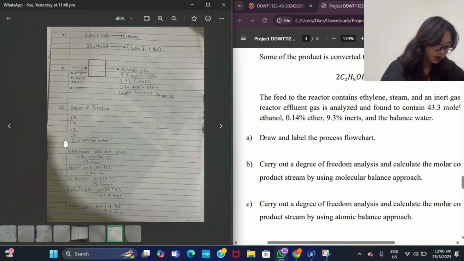And why minus 0? Because we need to know the other equations, and we don't have any other equation. So that's the reason minus 0. So you calculate all of this and you will get 0. So this can be solved.